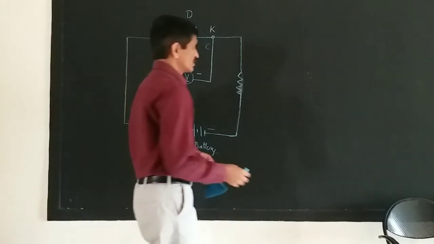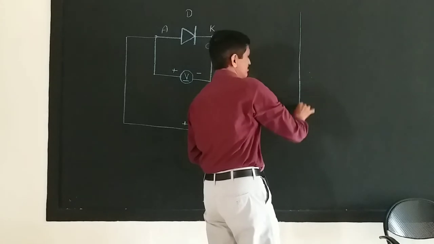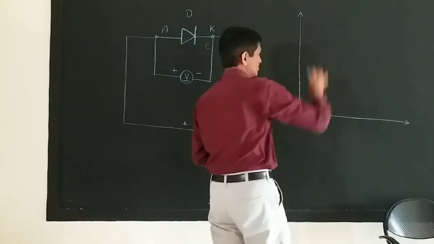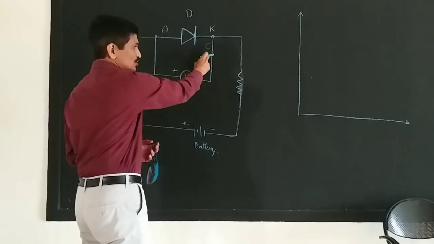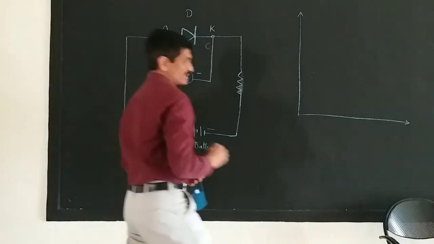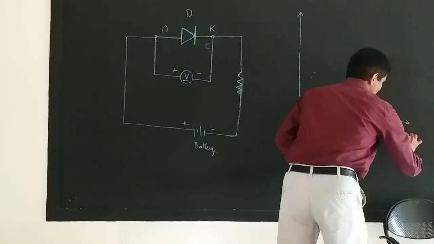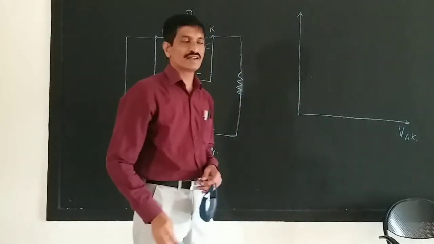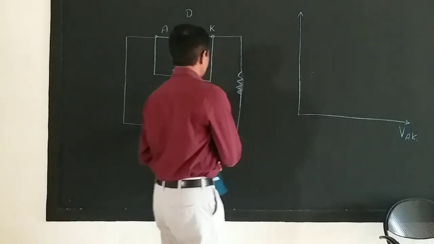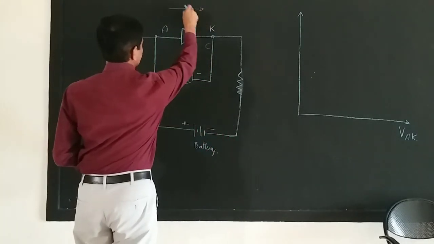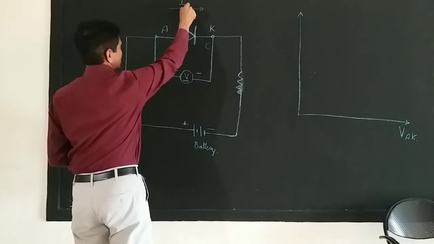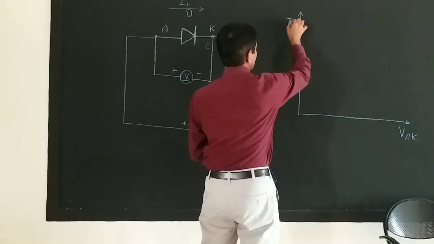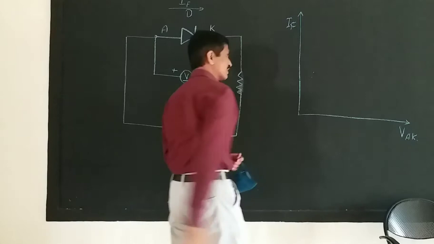Now, we will analyze the behavior of this diode by plotting the graph of the voltage between the anode and cathode terminal as recorded by this voltmeter, taking those readings along the x-axis, and we call it VAK, the voltage between anode and cathode, and the current which is flowing through this diode. If the current is flowing in this direction, we call it the forward current, and that will be taken along this y-axis, IF, the forward current.